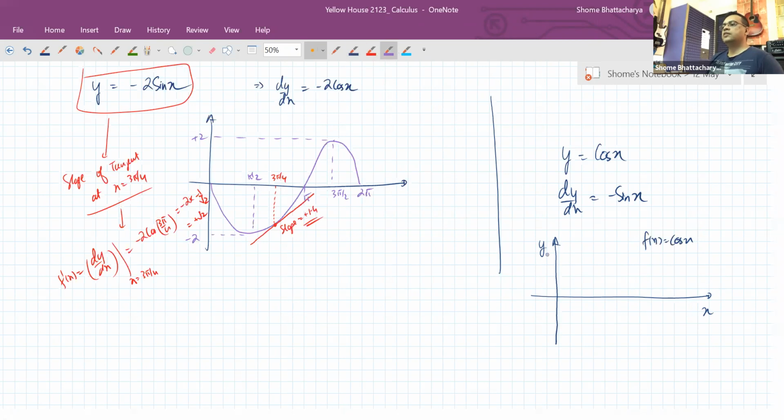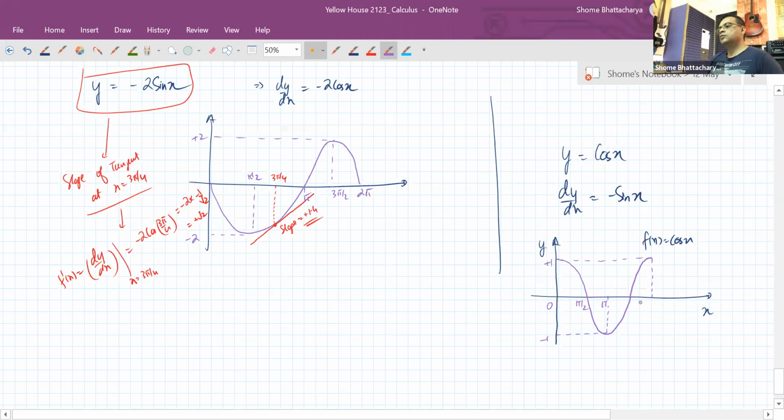Okay. So how does that function's graph look? It looks like this now. So now, for example, I want to draw a tangent, let's say at this point. What should its slope be? The slope at pi by 2 should become the value of the derivative at pi by 2. So the derivative is this now. Okay, so it is minus sine pi by 2. That is minus 1. So you can see that this has a slope of minus 1.